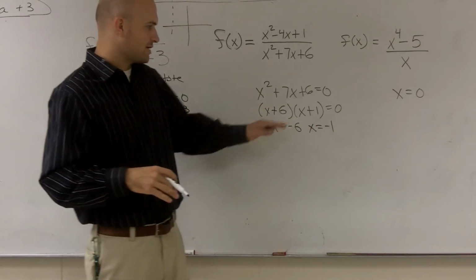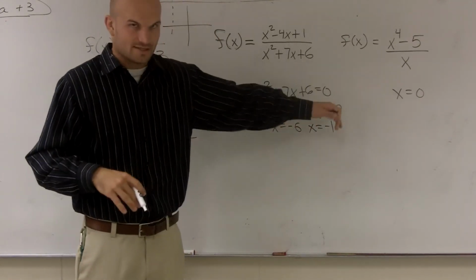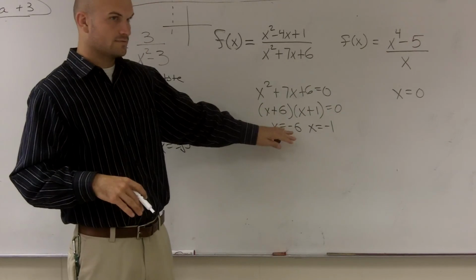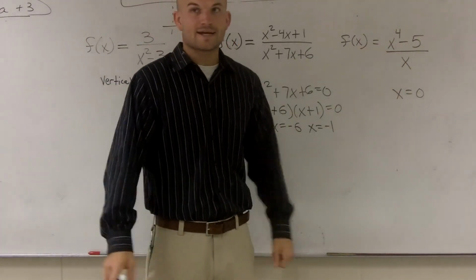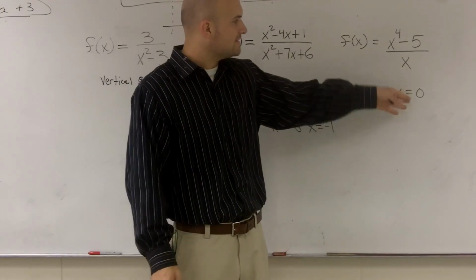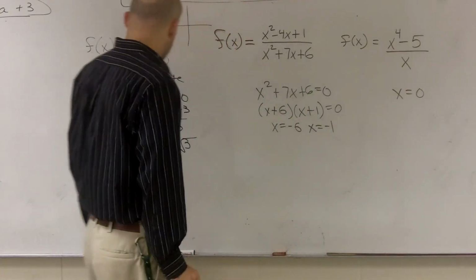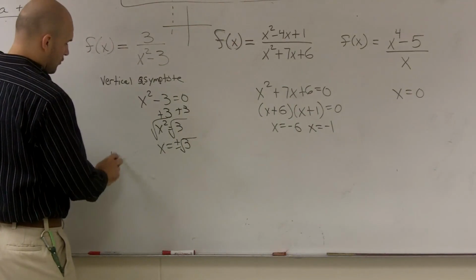I'll try to make it a little bit quicker. Remember, just set each one of those equal to 0, and then you solve. Okay. Here, this one's very easy. I already know that x equals 0 is my vertical asymptote. So the next one is we need to look at our horizontal.